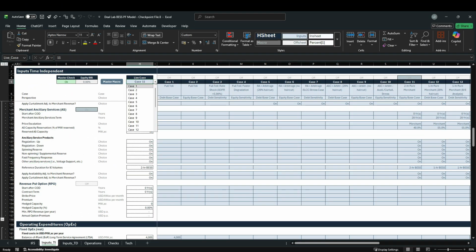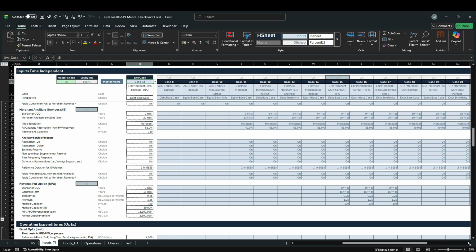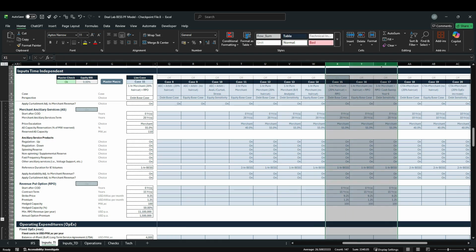Now let's jump into the model checkpoint file from our previous lesson and look at the RPO block. Make sure to switch to case 15. You can see that all RPO inputs are already populated. The start after COD is set to 0, so the protection kicks in right away. We have a contract term of 15 years, matching the financing tenor, which we will model in a later lesson.